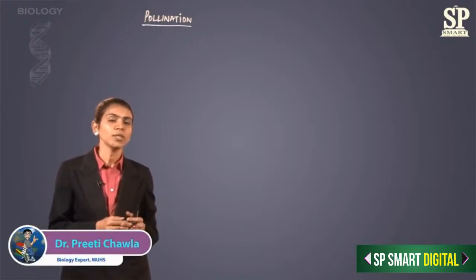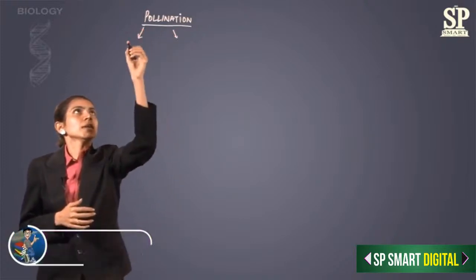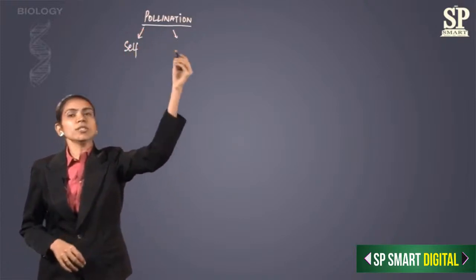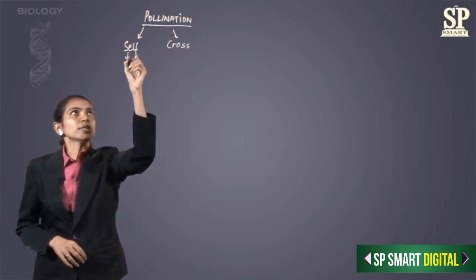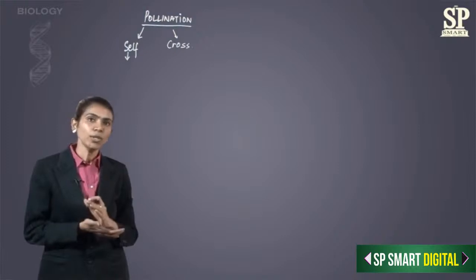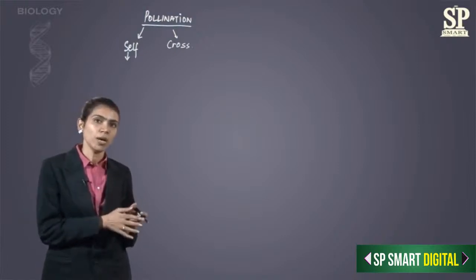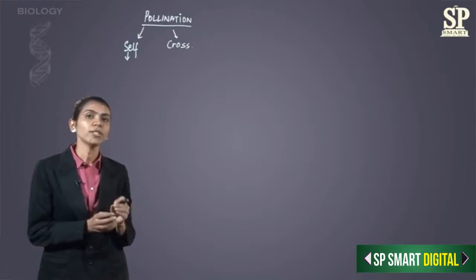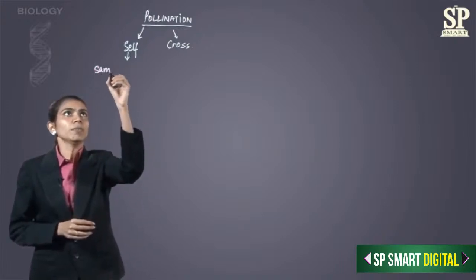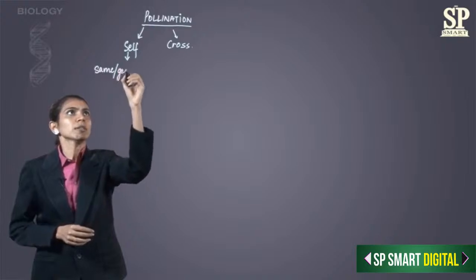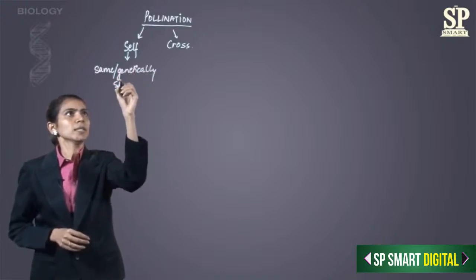Now this pollination is of two types. First is self-pollination and second is cross-pollination. Let us look at what is self-pollination. Self-pollination is when the pollen grain is deposited onto the stigma of the same flower or a genetically similar flower. So the flower is either the same or it is genetically similar.